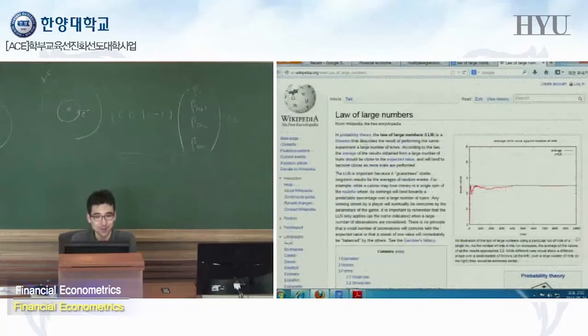In probability theory, the law of large numbers is a theorem that describes the result of performing the same experiment a large number of times. According to the law, the average of the result obtained from a large number of trials should be close to the expected value. So the law of large numbers is important because the average becomes the expected value.